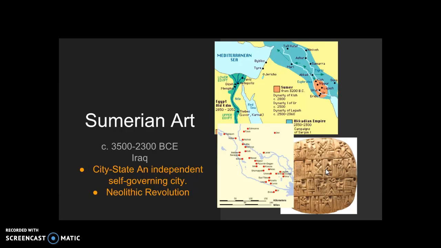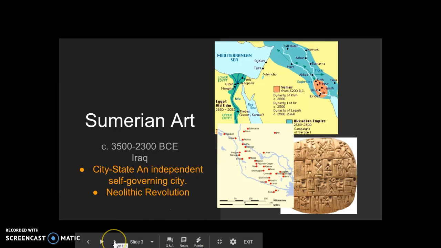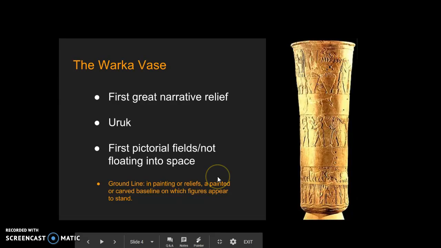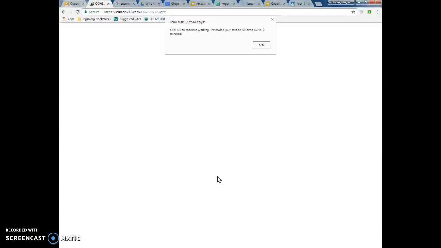Basically wedge-shaped writing. So it's the first, that's why we are in history and not prehistoric eras. So this is the work of vase. It's the first great narrative relief that we see.